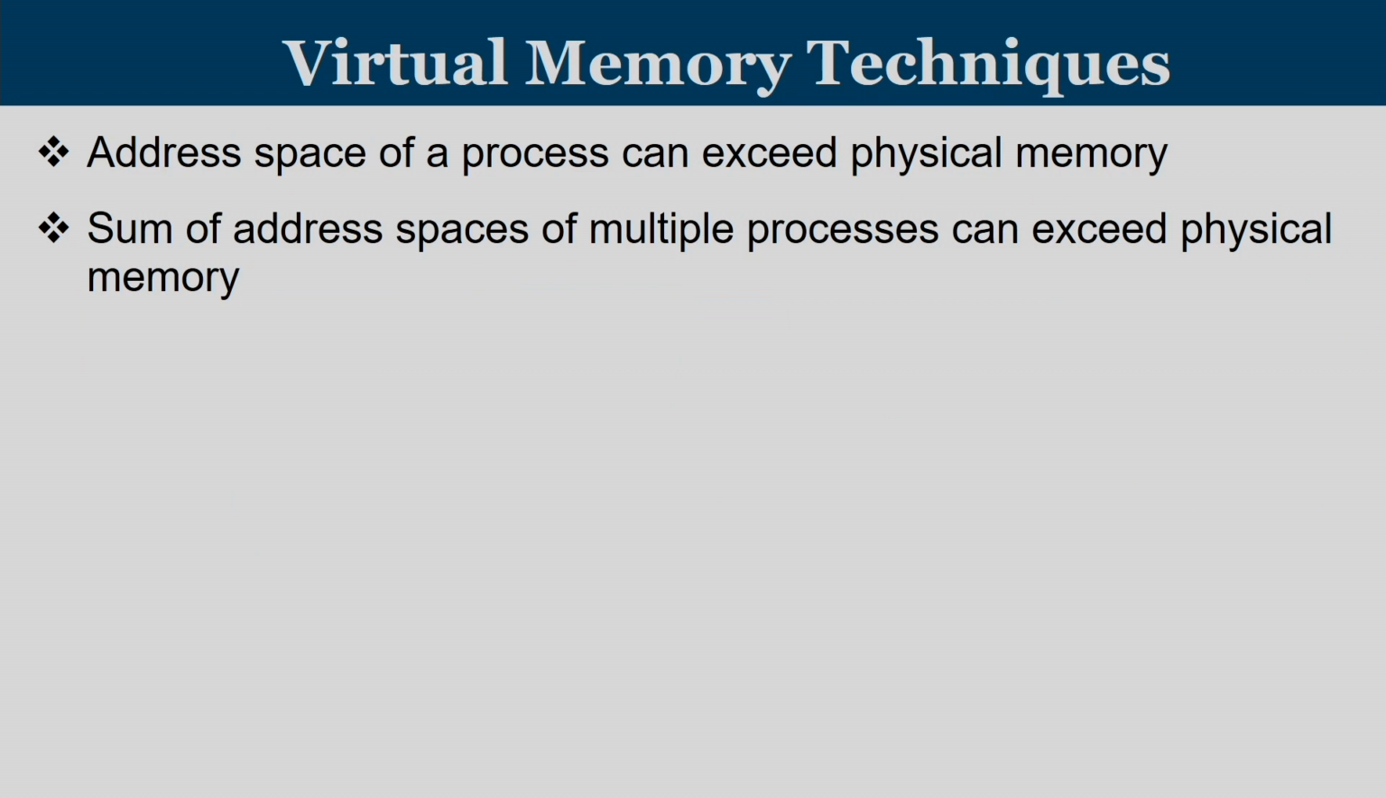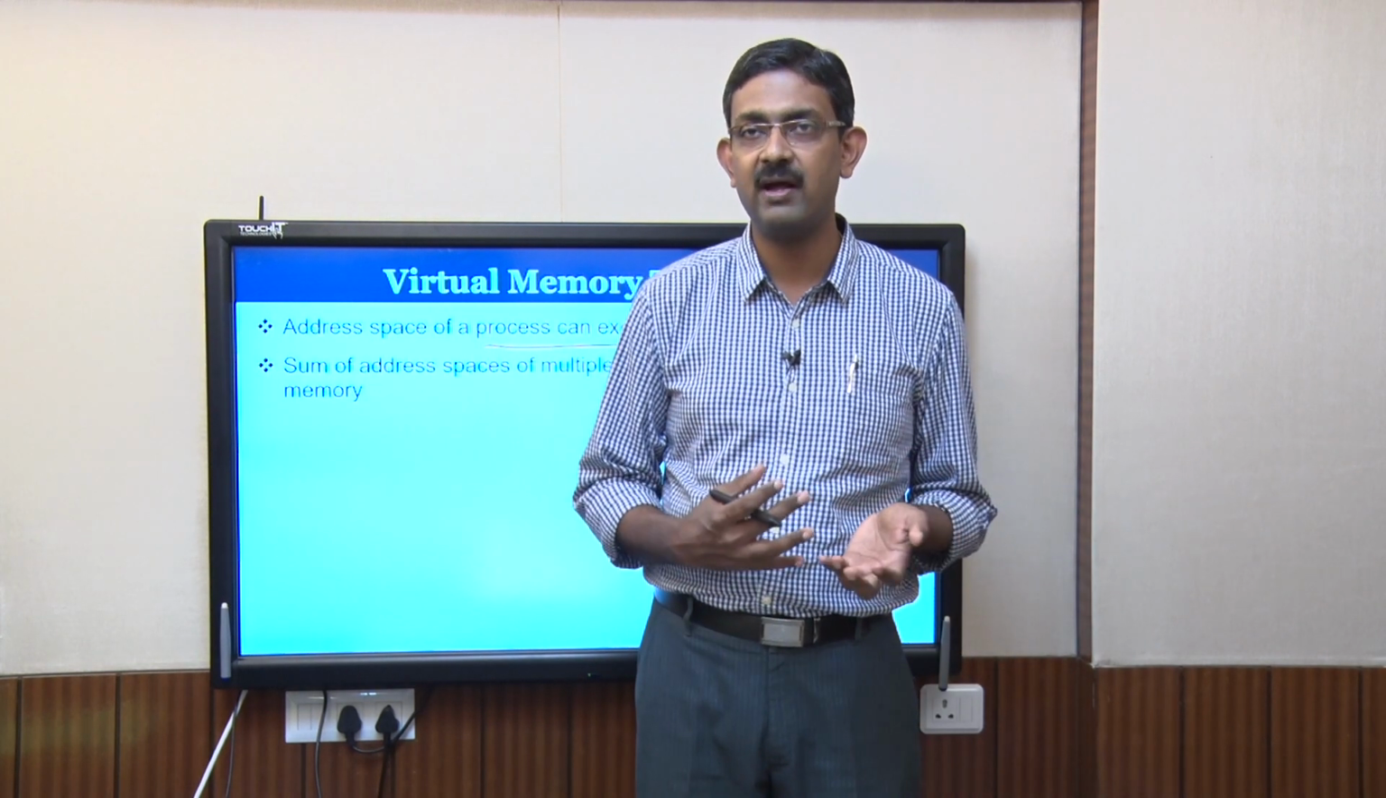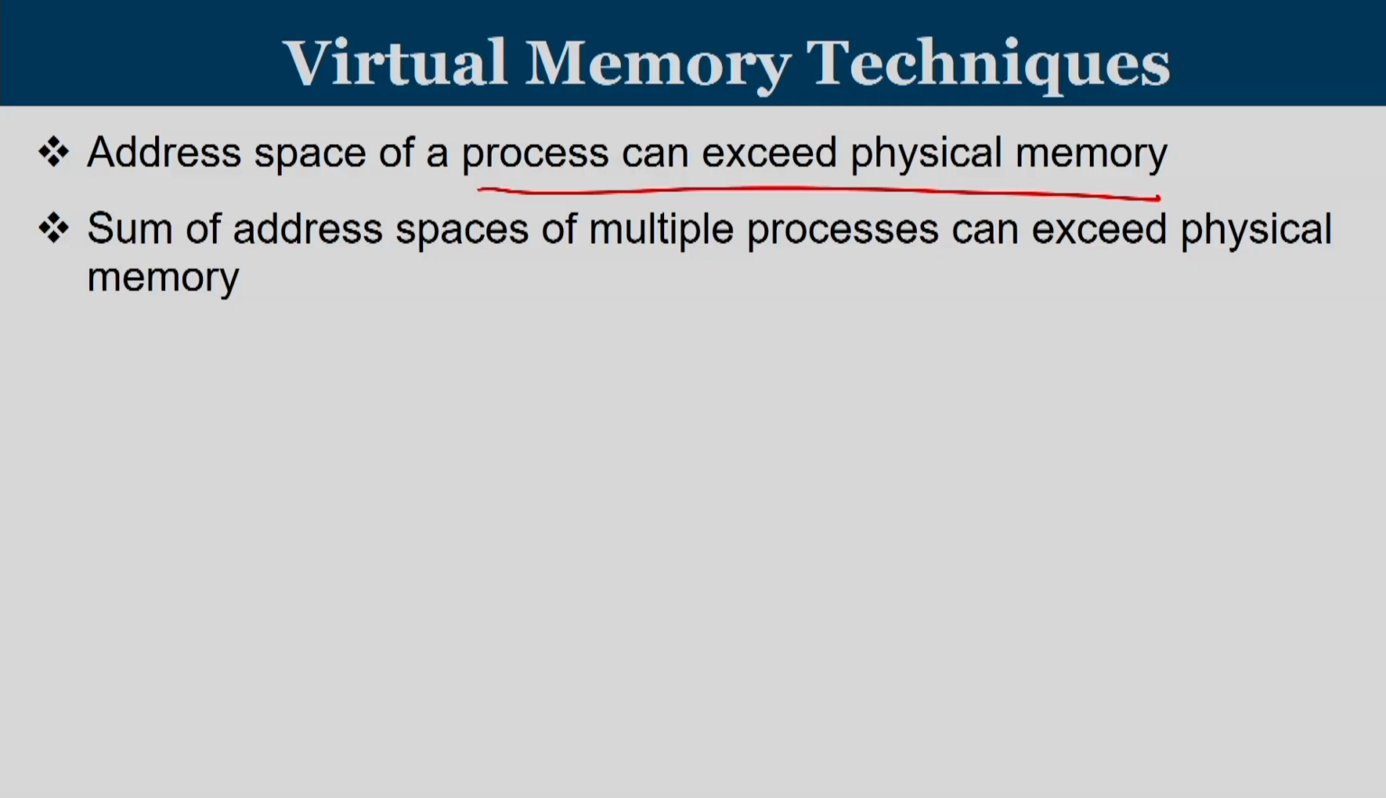The next topic we are going to discuss today is virtual memory techniques. We know that the physical memory that you have cannot accommodate all the programs. So the address space of a process can exceed physical memory if you are going to watch a very big process. Let us say you are going to watch a movie and the available physical memory space is 500 MB, and you are going to play something which is more than 500 MB in size. So you have a scenario where the address space of a process, in this case a movie program, is exceeding the physical memory.